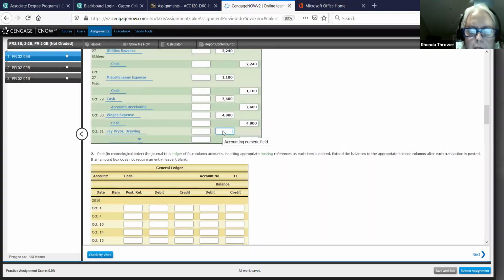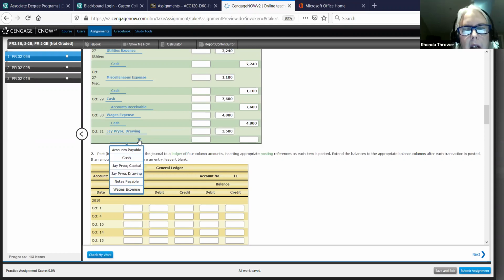Like expenses, drawing will never decrease unless you're in the closing process, which will come in chapter 4. So right now, expenses are always going up, drawing is always going up, your revenue accounts are always going up, and they will never go down unless you're in the closing process. My cash is going down in this situation because my cash is decreasing. To decrease an asset, you would credit.